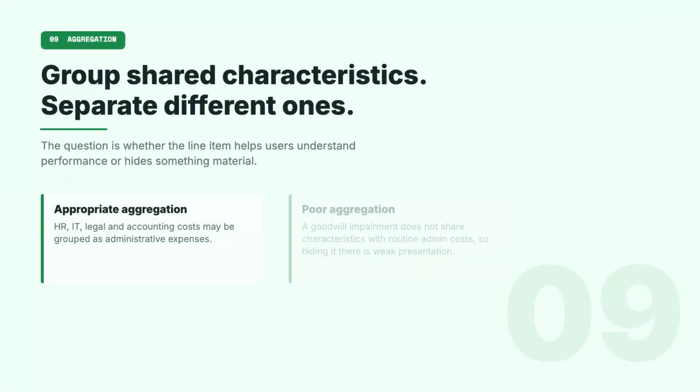Aggregation means combining items with shared characteristics. Disaggregation means separating items with different characteristics. The goal is not more detail for the sake of more detail. The goal is useful information. For example, HR, IT, legal, and accounting costs may share enough characteristics to be grouped as administrative expenses. But a goodwill impairment does not share the same characteristics as routine administrative costs. Hiding it inside administrative expenses would usually be inappropriate.